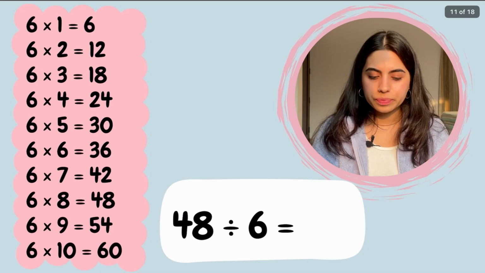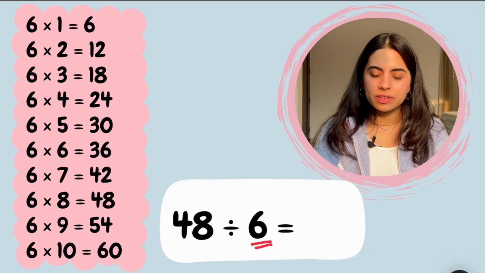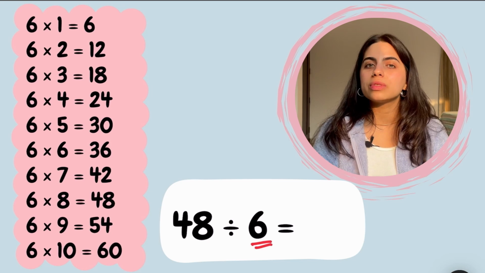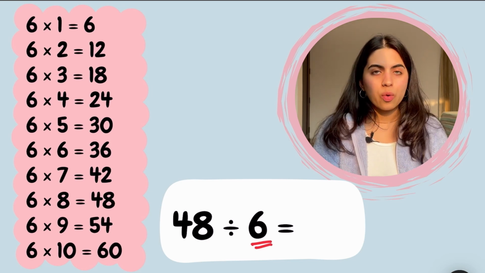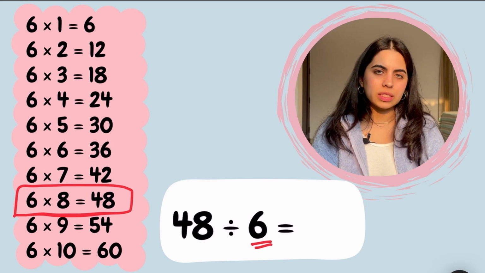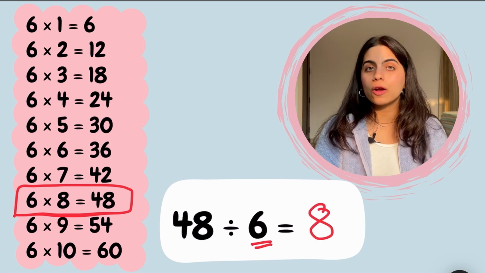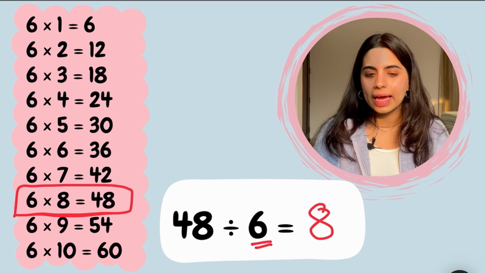I hope you're getting the right answers as you're practicing and solving. Another question. Again, my divisor has changed. We have 6 as the divisor now. That is why we are using the times table of 6. Where does 48 lie in the table of 6? 8 times. 6 into 8 is 48. So my answer, my quotient, is going to be 8.